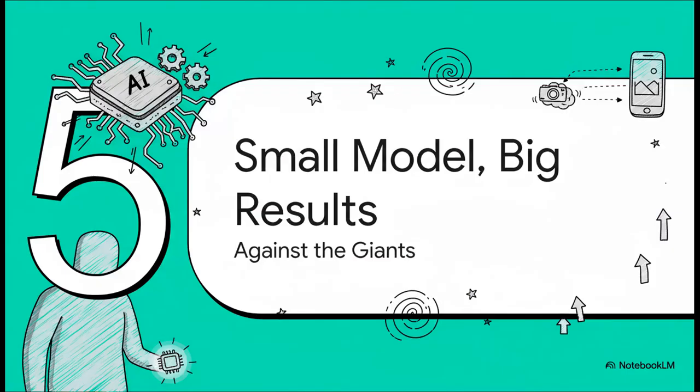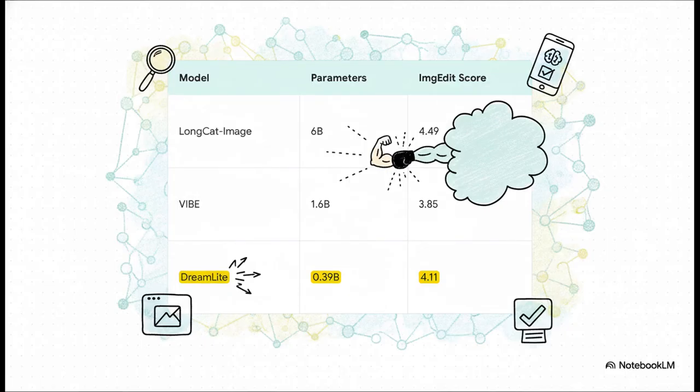Okay, so the theory is super clever, but does it actually work? You know, when the rubber meets the road? Let's check out the results and see how this little model stacks up against the giants. And this is where it gets kind of mind-blowing. On a standard editing test, DreamLite, at a tiny 0.39 billion parameters, scores a 4.11. Now look at the others. It completely outperforms Vibe, a model 4 times its size, and it even goes toe-to-toe with Longcat-Image, which is a staggering 15 times larger. It is seriously punching above its weight.